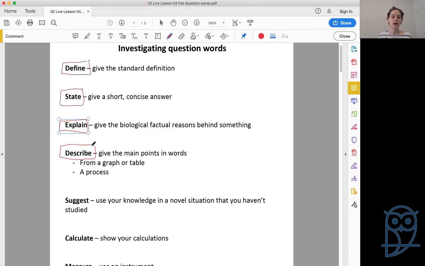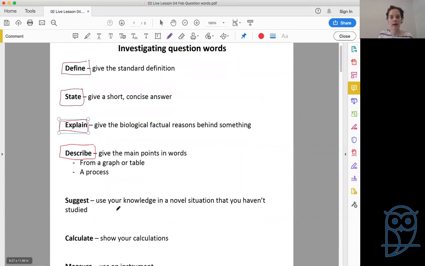You could be asked to combine them. You could be asked to describe and explain. So describe what the graph looks like and explain the reasons for it. So it goes up because X, Y, Z. It stays the same because X, Y, Z. It goes down because X, Y, Z. So you're getting the idea here that we're describing things, we're just saying what it is. We're just giving those main points in words. Whereas if we're explaining, we're giving the because, the why behind it.